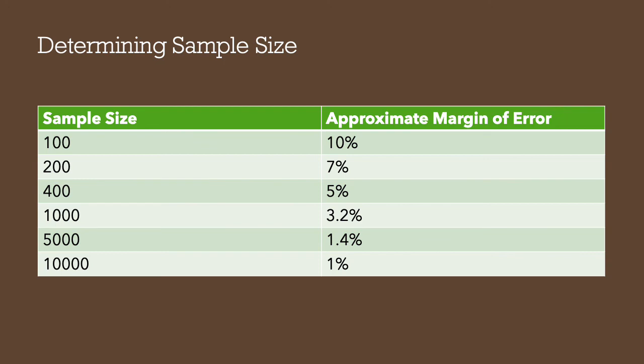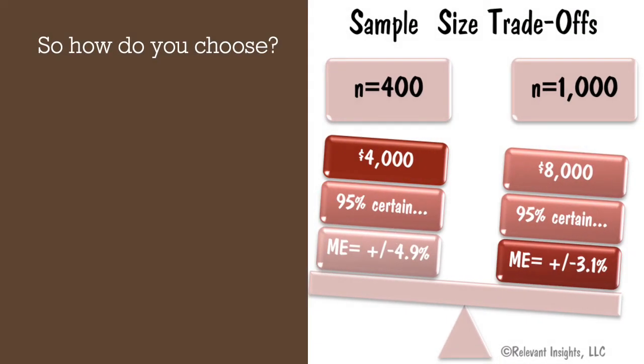Why does this matter? Why should you care about any of this sort of thing? Well, actually choosing how many people do I need to talk to, that's one of the things that you're going to be thinking about. If I talk to, in this example, 400 people, and maybe it costs me $4,000 to survey those 400 people, I end up with that plus or minus, well, in this case, 4.9%, but basically 5%. Or I could talk to 1,000 people, which costs me $8,000, and my margin of error is down to 3.1%.